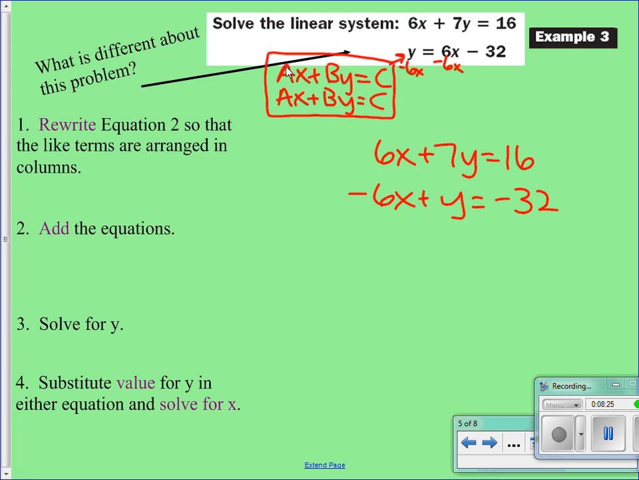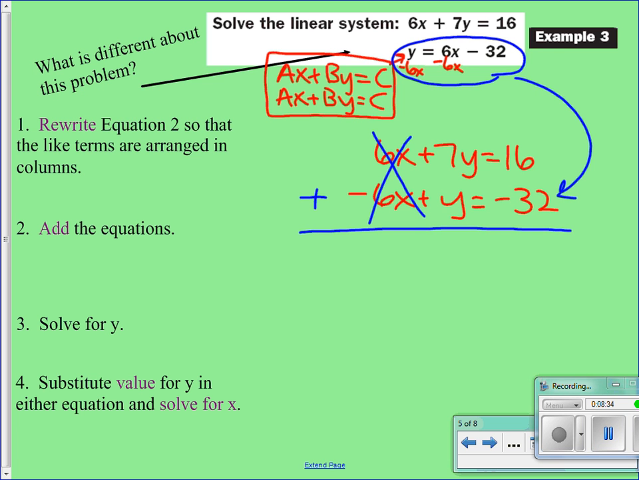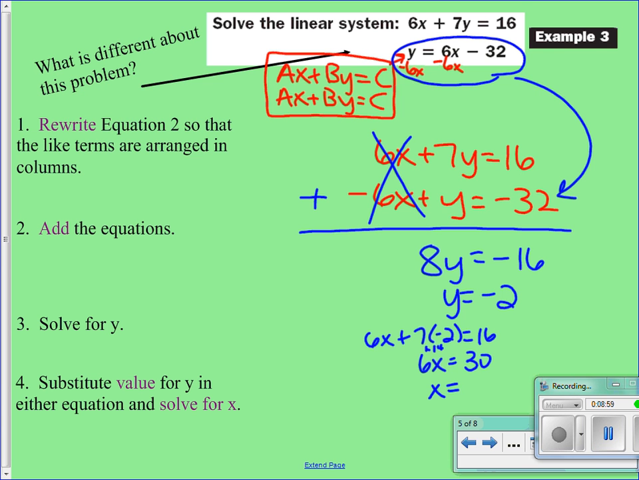So I rewrote this equation to be this one so that I could then add these and get rid of my x's. So that's 8y equals 16 plus -32 is -16. Means y is -2. Plug it back in. I would always plug it back into an original equation and not one you've messed with, but I'm going to plug it back into the top one just for safety's sake. And that means 6x, so that means I've got to add 14 to both sides. x equals 5. So now I know my ordered pair, my x is 5 and my y is -2.